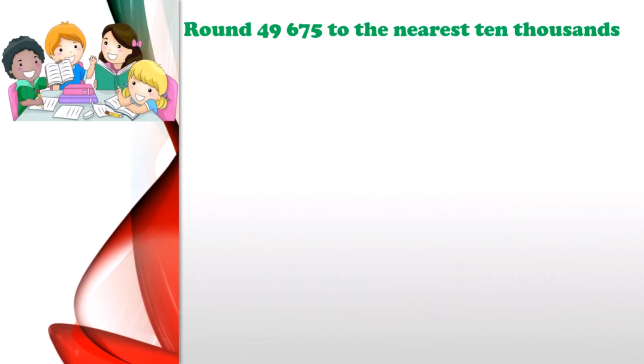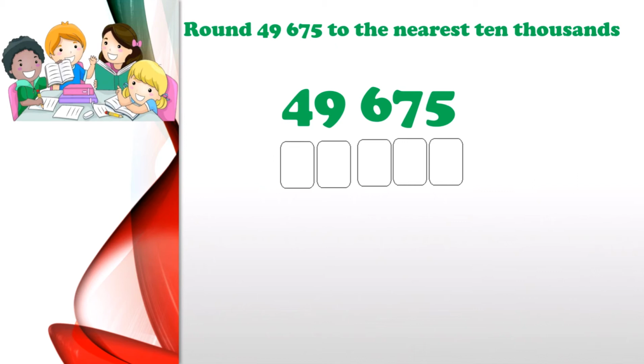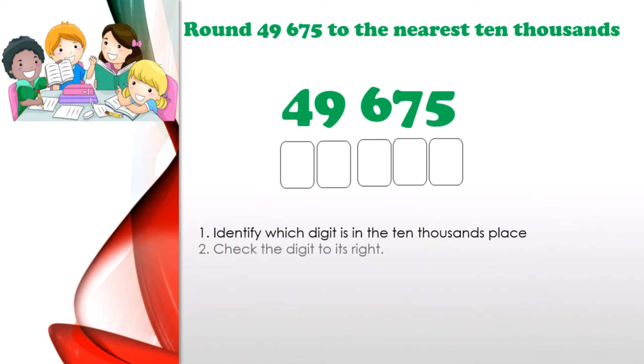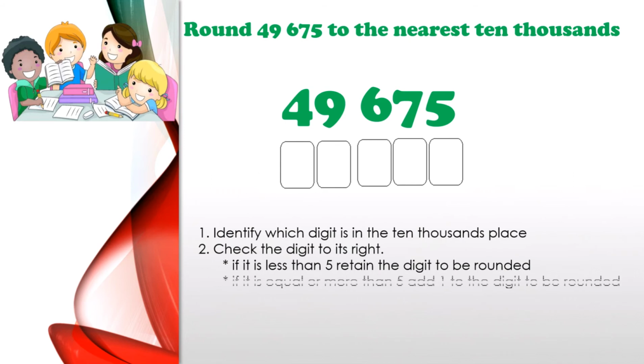Another example. Round 49,675 to the nearest 10,000s. Let us first identify the number at the 10,000s place. The number at the 10,000s place is 4. Okay, so let us check the number to its right. If it is less than 5, retain the digit to be rounded. If it is equal or more than 5, add 1 to the digit to be rounded. So the number at the right of 4 is 9.